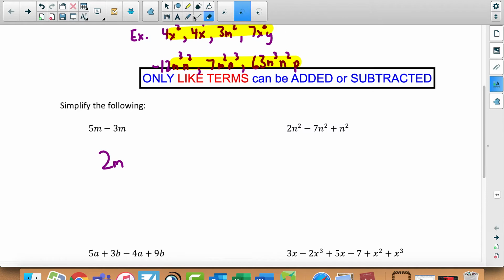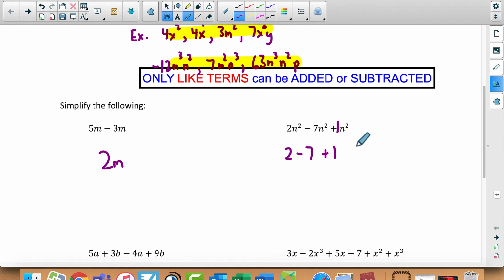Okay, the next one. 2n squared minus 7n squared plus n squared. How many n squareds is this last one? That's 1n squared. And what you're going to see is you need to know your integers to do this work. Because what you have to do is 2 take away 7, and then plus 1.